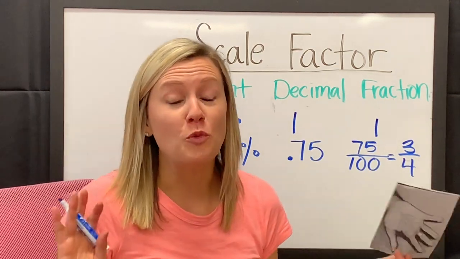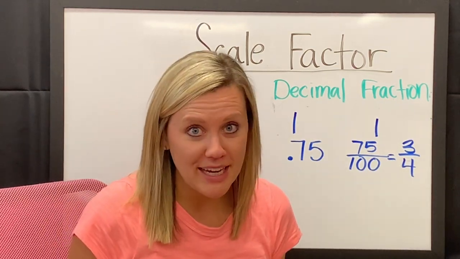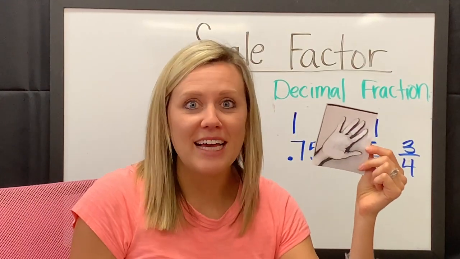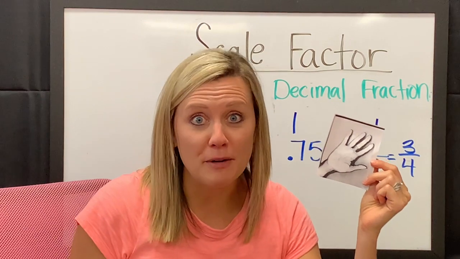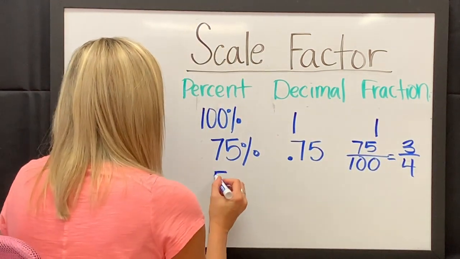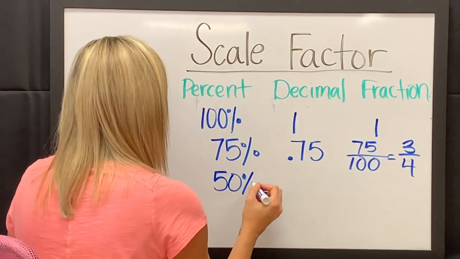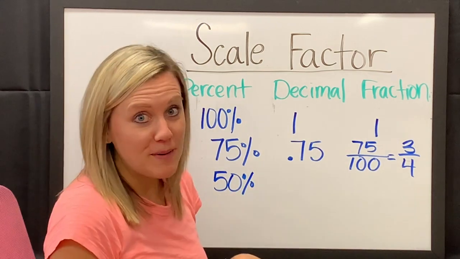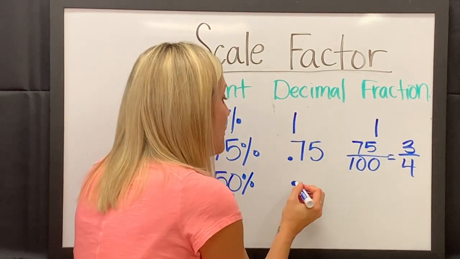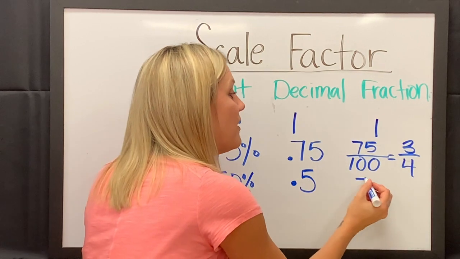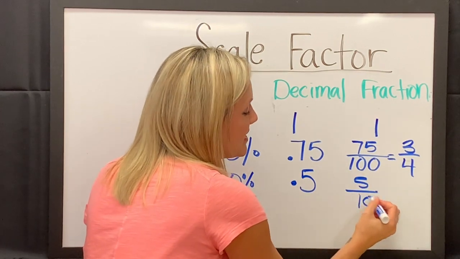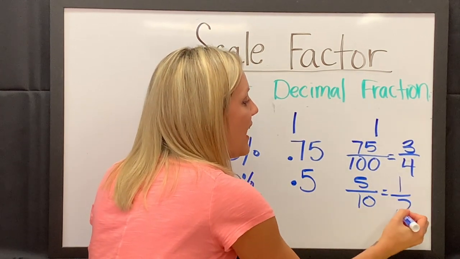Okay, I wanted to do one more. I wanted to make my hand even smaller. This time, I decided to type in 50%. Now, if I move my decimal twice, I get 0.5 or 5/10, which reduces to 1/2.